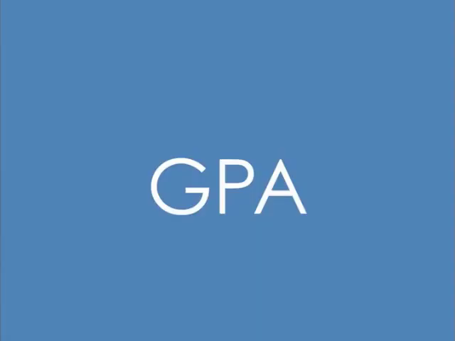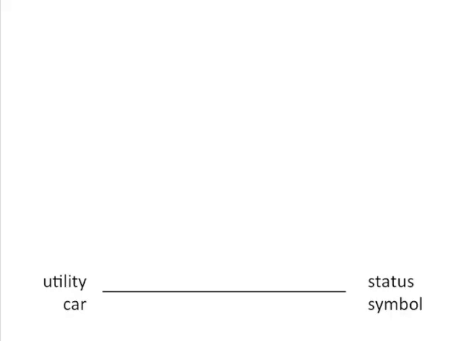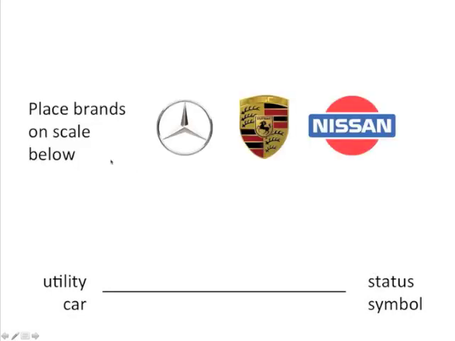So how does this all work? How does this GPA method work? Imagine the following. We have a construct. One pole is utility car, and the other pole is status symbol. Now we have 3 car brands, and I want you to place these brands on the scale below. We have Mercedes, we have Porsche, and we have Nissan. And place them on the scale where you think they fit best. I'll give you a second to do that.